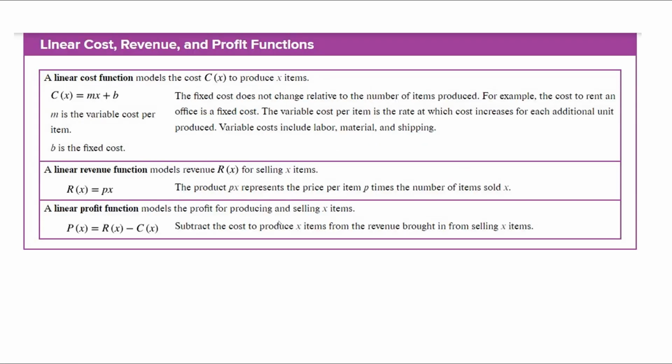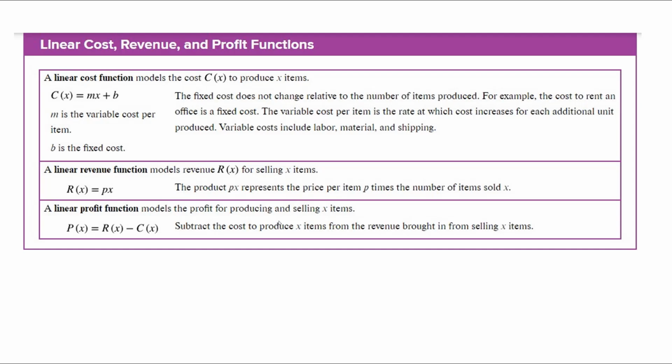Okay, a linear cost, revenue, and profit function. All right, so we're going to look at what these 3 things mean. What is a cost function? What is a revenue function? And what is a profit function? All right, the cost function is just how much it costs to produce X items. All right, so a linear cost function would look like this.